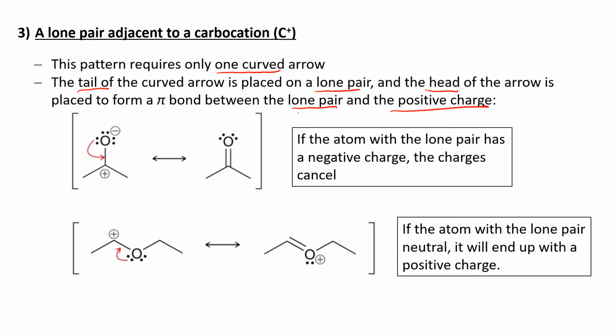So in this first example, we have the lone pair that is adjacent to a positive charge, and the tail of the arrow starts on the lone pair, and the head of the arrow goes to where the pi bond will end up. And this can be undone if you want to go back to your original structure. So in this case, we went from atom to bond.